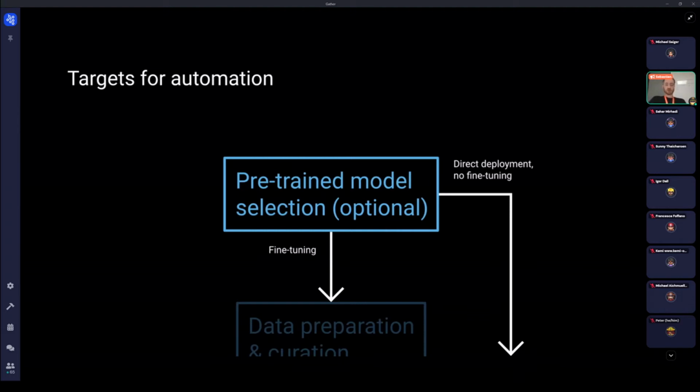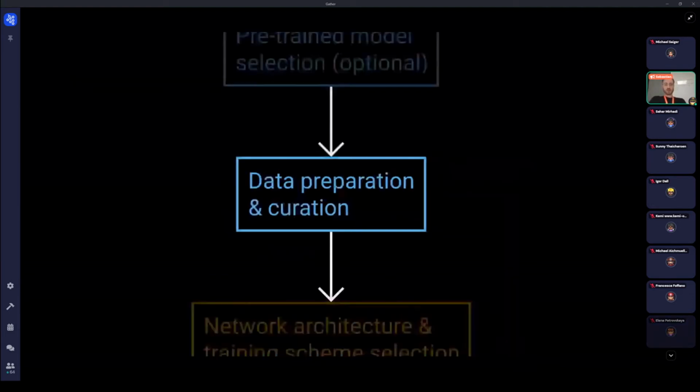This is entirely optional. You can start from scratch if you want to. But if you choose a pre-trained model, you might want to fine-tune it, so maybe diverge a little bit from the trained distribution. Or you might directly deploy it and choose not to fine-tune, in which case you would probably jump directly to model evaluation. The next step is data preparation and curation. This is something you would do either for fine-tuning or if you start from scratch. It is about the acquisition, cleaning, augmentation and transformation of data samples.